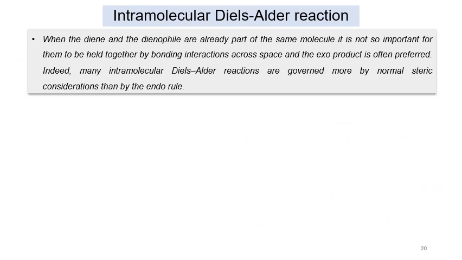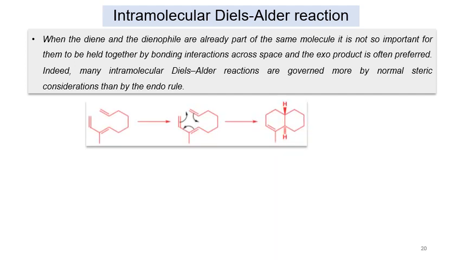Let's see what happens in the intramolecular Diels Alder reaction. In the intramolecular Diels Alder reaction, very often what happens is, since they are already very close to each other, you don't need any activation. The barriers are rather low. The reaction proceeds very readily even without conforming to the cis rule or the endo rule.